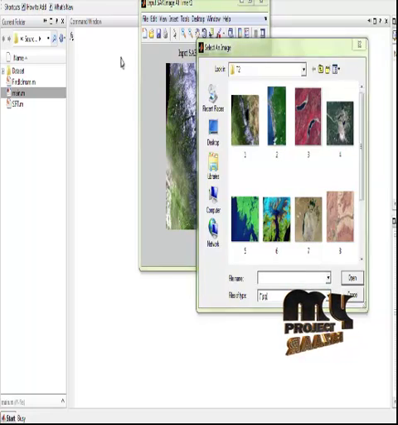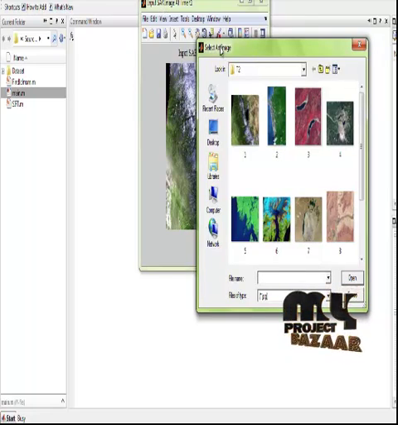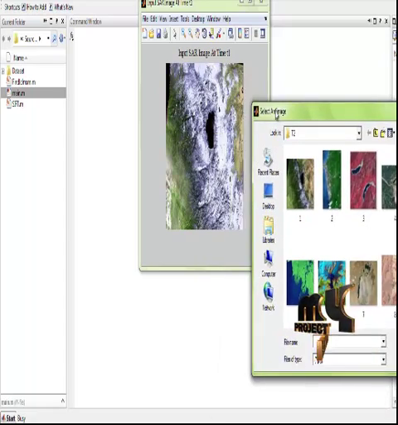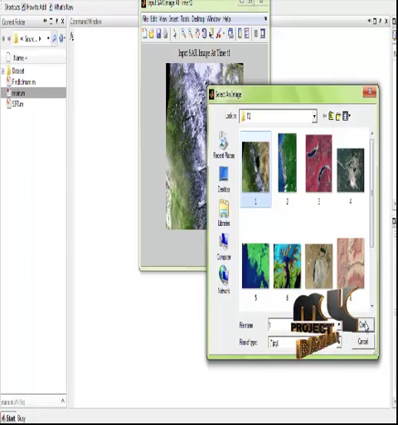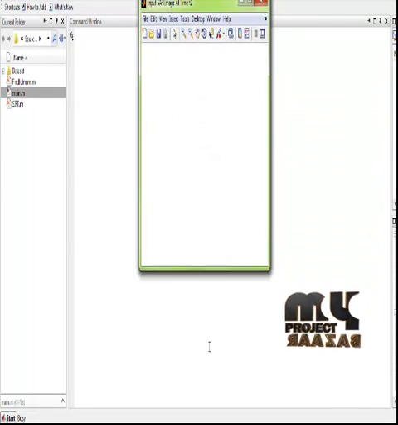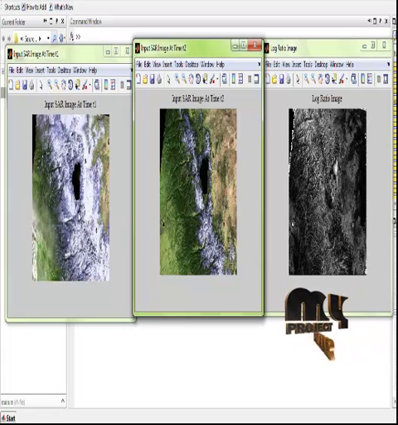So this is the input image that we have selected, and we have to select the same image again. So we are selecting this image. So this is the input satellite image obtained at time T1 and this is the input satellite image obtained at time T2. By comparing these two, we obtain the regions where the changes have occurred. So this is the log ratio image which is calculated.